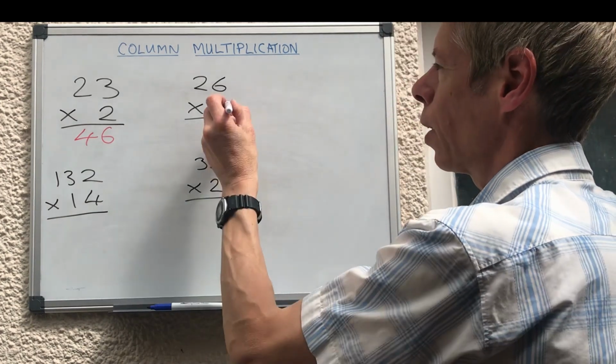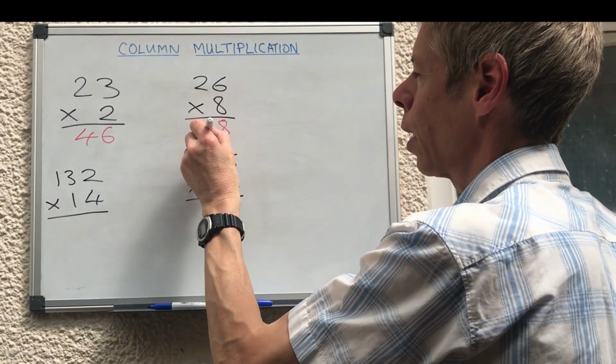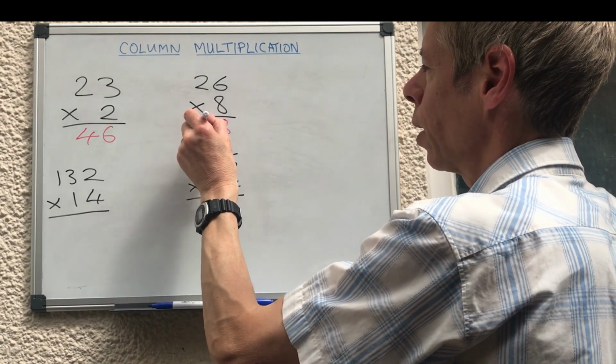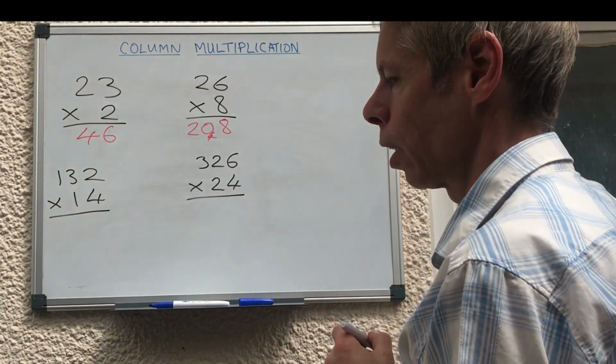Second question, 8 times 6 is 48. 8 times 2 is 16. Add the 4 makes 20. So the answer is 208.